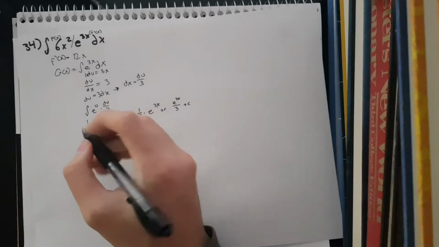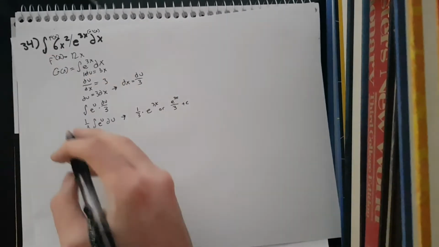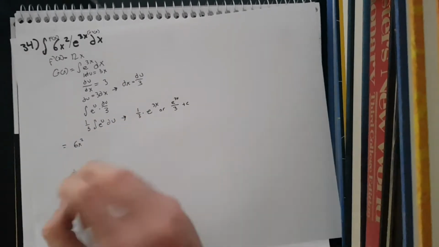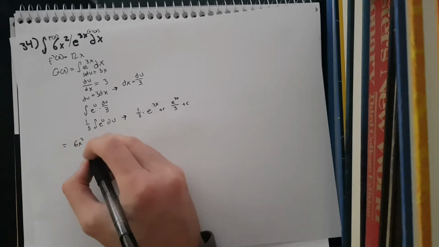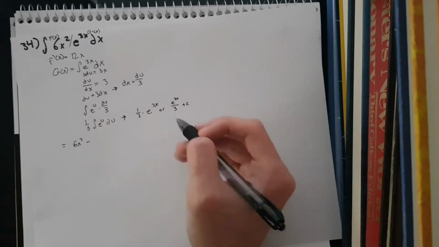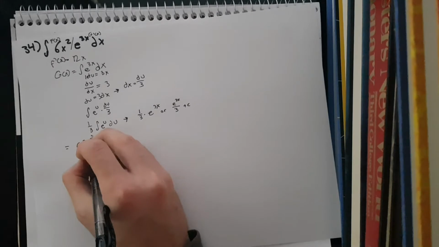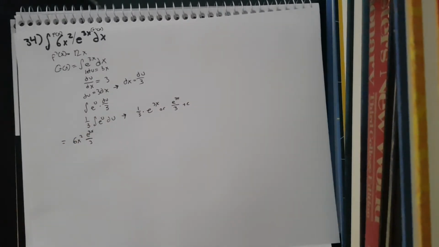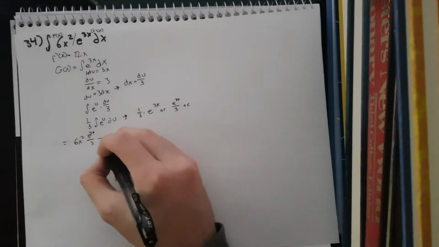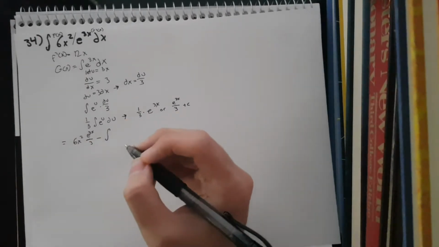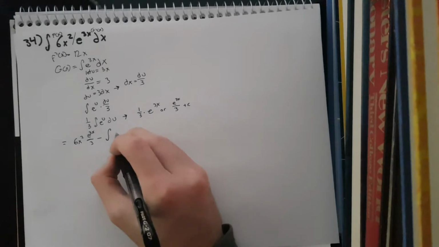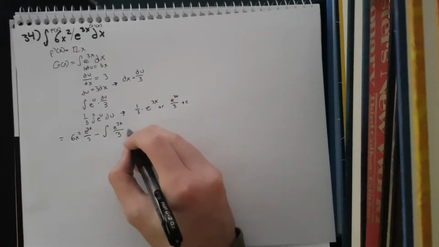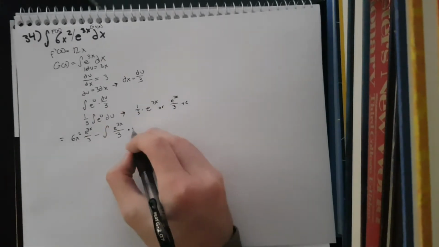So we get f of x, which is 6x squared, times g of x, which is what we got here, e to the 3x over 3. And we have that subtracted by the integral of g of x, which is this number, times f prime of x, which is 12x.